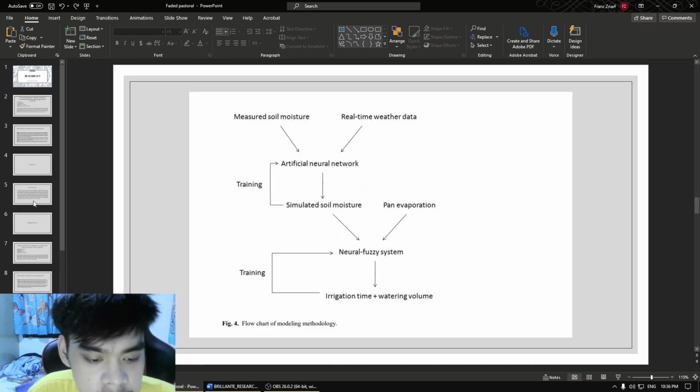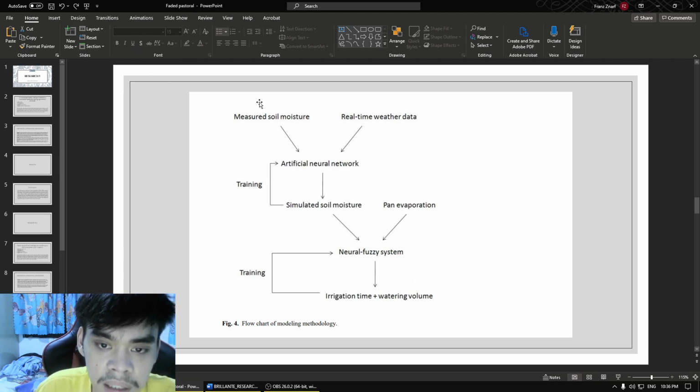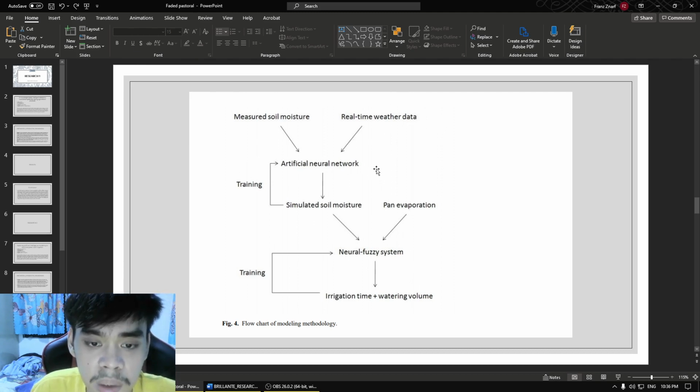As you can see here, this is the flowchart of the modeling methodology. The measured soil data and the real-time weather data are the inputs. The ANN, or artificial neural network, will gather these two data and go to the simulated soil moisture, and the neural fuzzy system will gather these two data and go to the irrigation time.